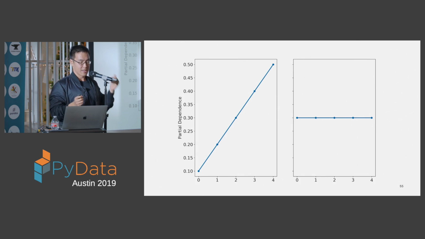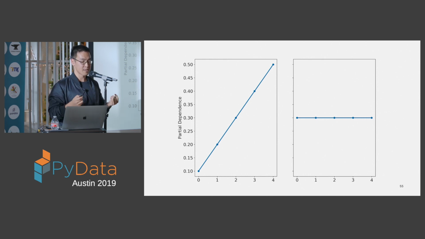The plot turns out to be something like the one on the left. As this feature increases, the prediction increases. This means it has an influence on your model. It makes the prediction go up. So this is the partial dependence. If it was flat, that means it has no influence over the predictions of your model. So this is the essence of partial dependence.